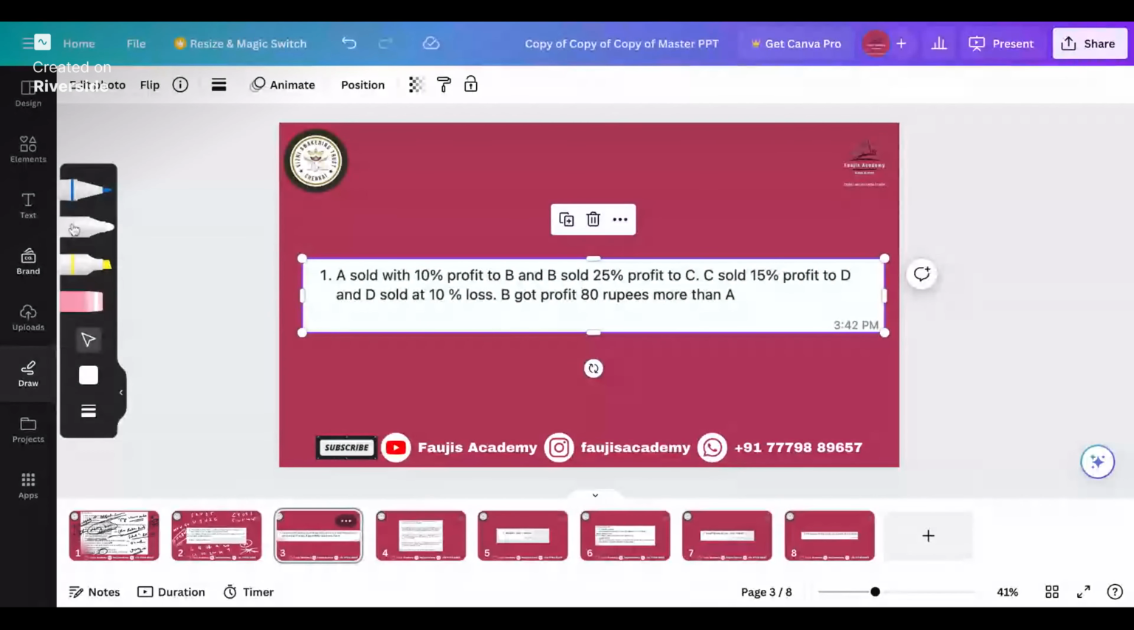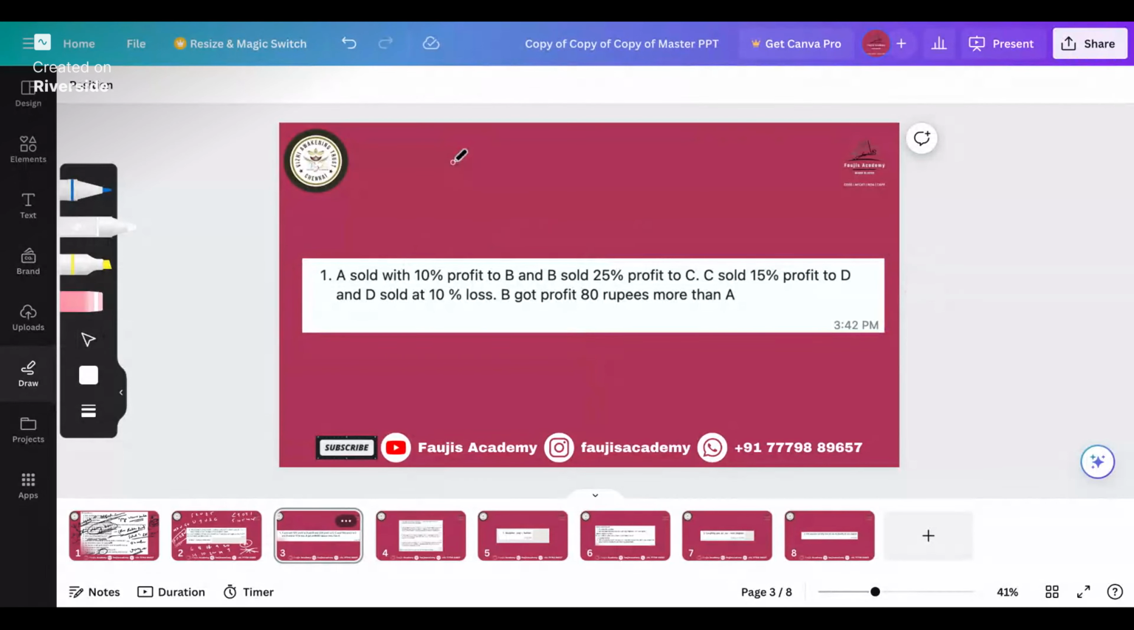So A sold with 10% profit to B. Let us say A bought it for 100 rupees. So A sold to B for how much? 10% profit means 110. A sold with 10% profit to B, and B sold at 25% profit to C. So B sold to C at 25% on 110. What is 25% of 110? 50% of 110 is 55, and 25% is 27.5.